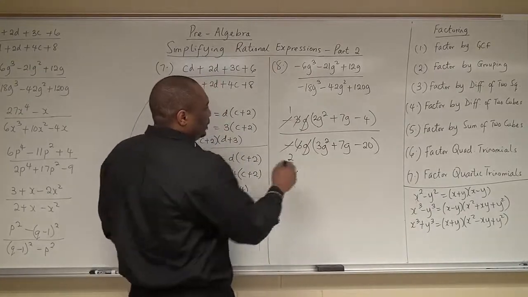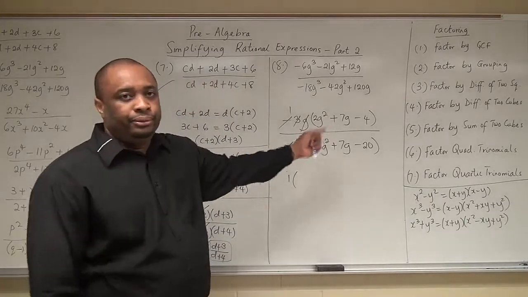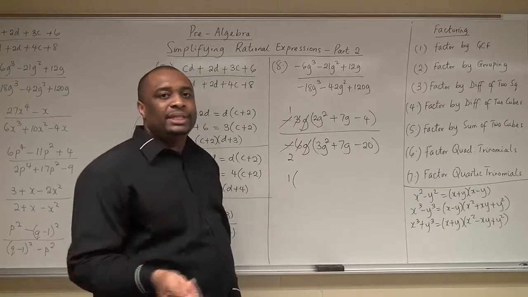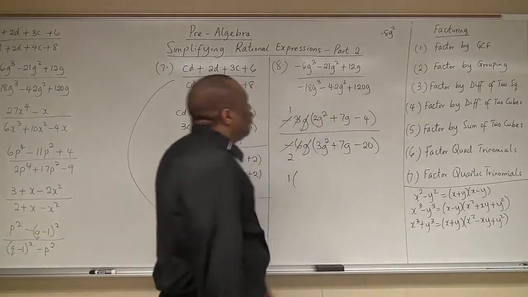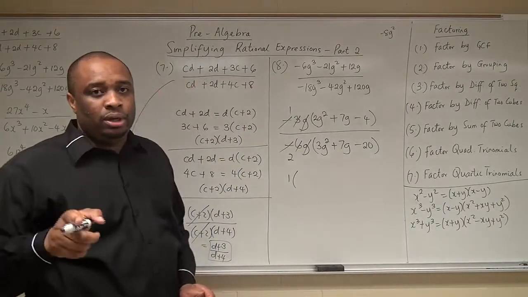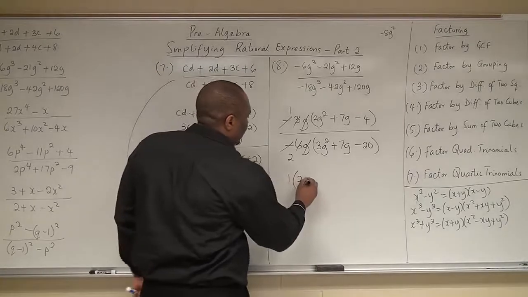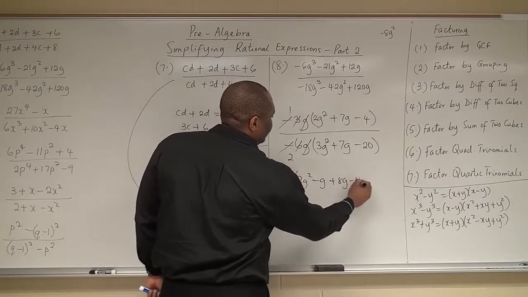Now, this is factoring a quadratic trinomial. So 2g squared times negative 4 is negative 8g squared. 1 and negative 8 will not work, but negative 1 and 8 will work. So this is 2g squared minus g plus 8g minus 4.